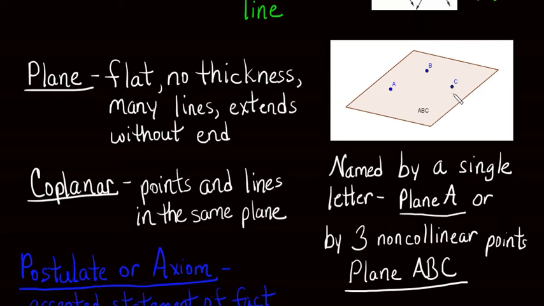Now you can name a plane by either a single letter, signifying a single point that is in the plane, like plane A, or you could name it by 3 non-collinear points. If you see the A, B, and C, they're not on the same line, so they're non-collinear, and so I could name this plane ABC. You don't want to use points that are on the same line, only points that are non-collinear. All right, move on down.